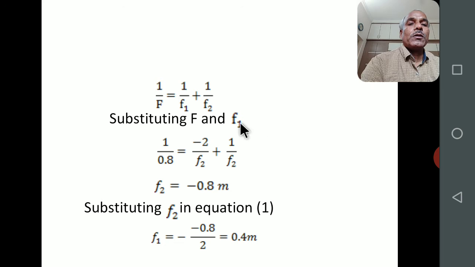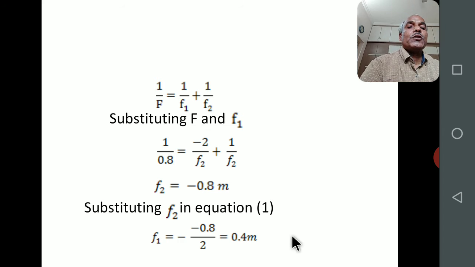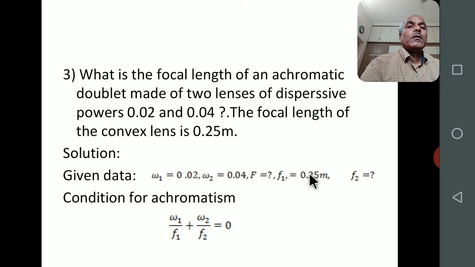Now substitute the values of capital F and F1 in this equation, and on simplification you will get F2 is equal to minus 0.08 meters. Now substitute this value of F2 in equation 1, you will get F1 is equal to 0.4 meters. Now let us consider another problem.